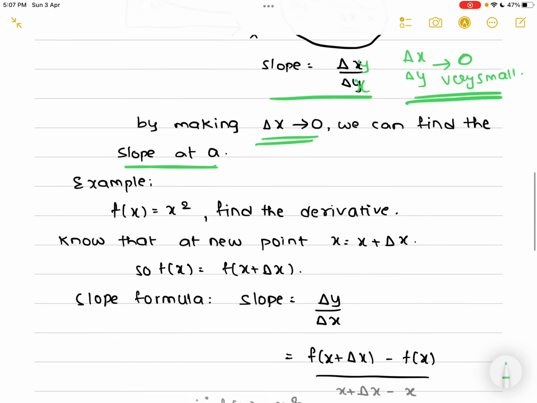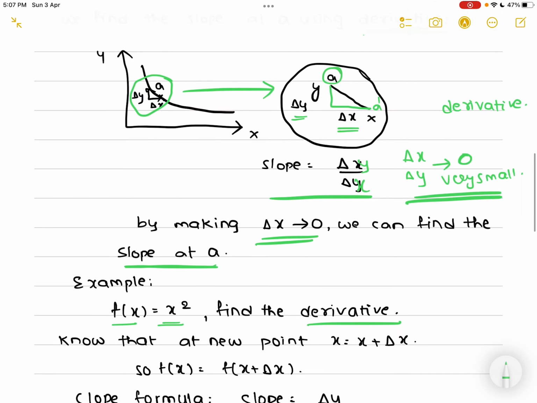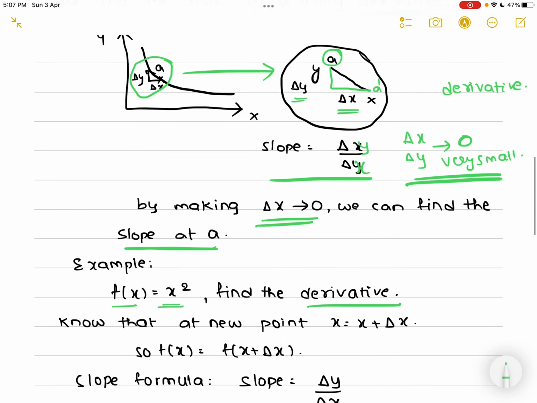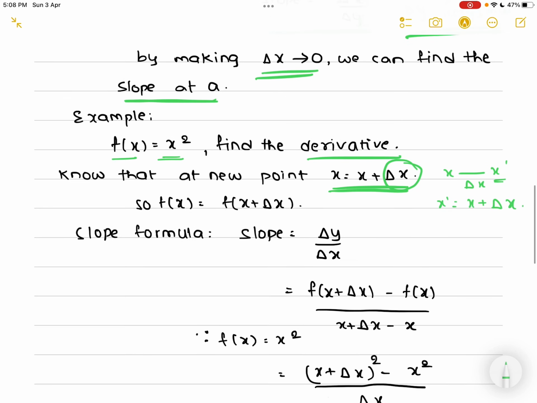Let's understand this with a simple example. Let's say we have a function f of x equal to x square. Find the derivative of it. See here, the new point would be x plus delta x. Delta x is the difference between x and, let's say, x dash, the new point. So between them delta x is the difference. So x dash would be x plus delta x. So f of x will become f of x plus delta x.